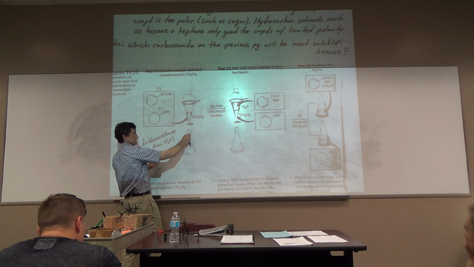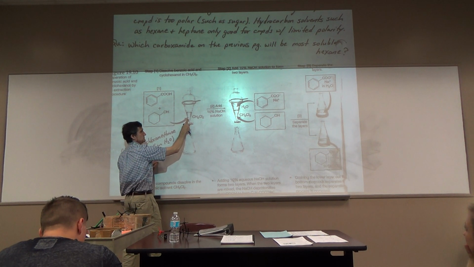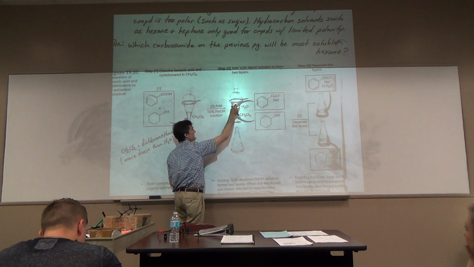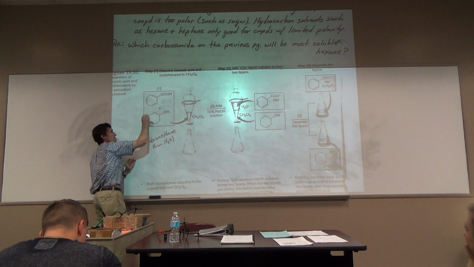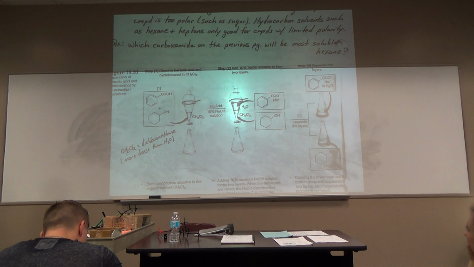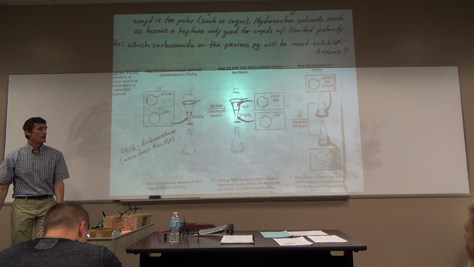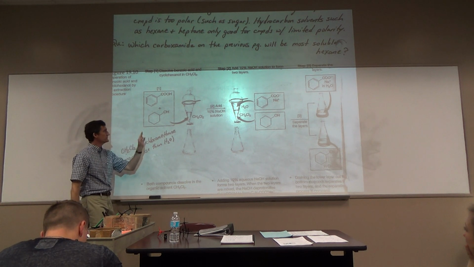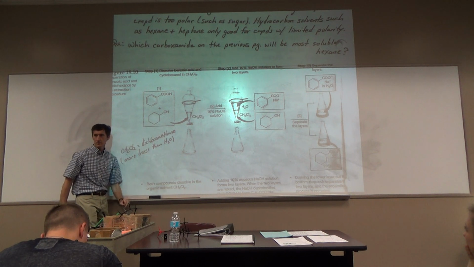Dichloromethane, halogenated, more dense than water, lower layer. The aqueous will be the upper layer. But the aqueous has base. Will base react with either one of these? Yes. Which one's acidic? The carboxylic acid. Here's sort of the question where we could have some vagueness. Is the alcohol acidic enough to be deprotonated by hydroxide?